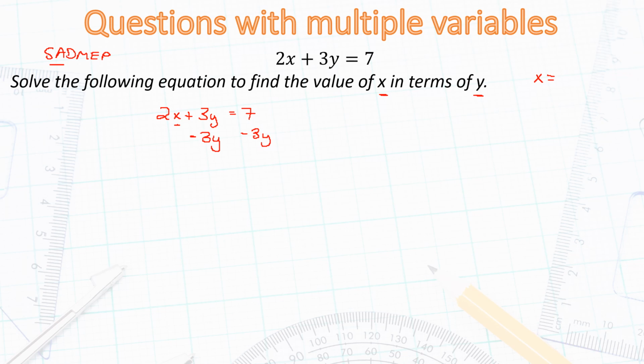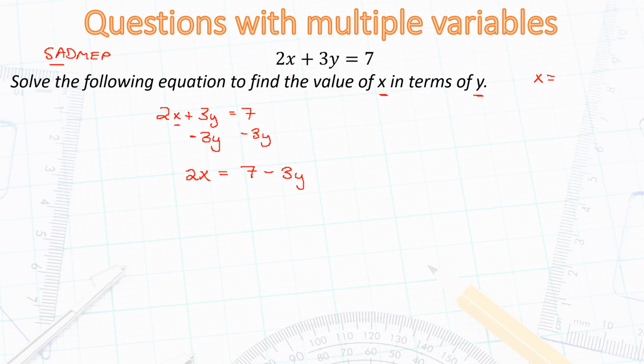So 3y minus 3y is 0y, and anything times 0 is 0. So on the left side, I'm left with 2x. And on the right-hand side, 7 and 3y cannot be combined. They are not the same. 7 does not have a y variable. So this is just going to stay 7 minus 3y. When they can't be combined, you just put them in line with one another.